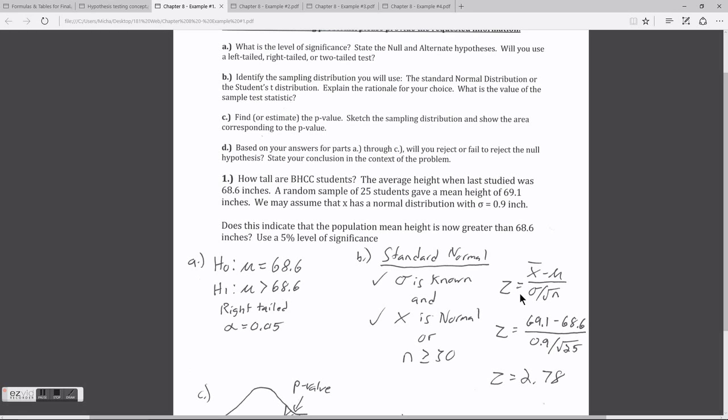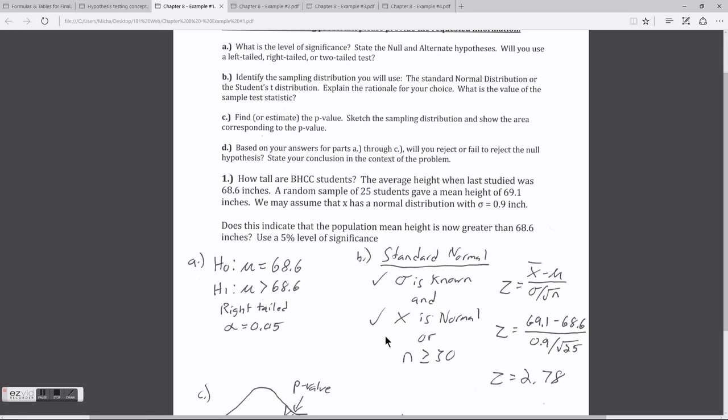Z-values rely on the fact that I know the population standard deviation, sigma. So if I know sigma, I can compute a z-value, which means I can use the standard normal curve. In addition to that, though, if I want to use the standard normal distribution, I have to make sure that this sampling distribution is also normal. And the requirements for that are that either the original population is normally distributed, which I'm referring to as x, or I take a sample size of at least 30.